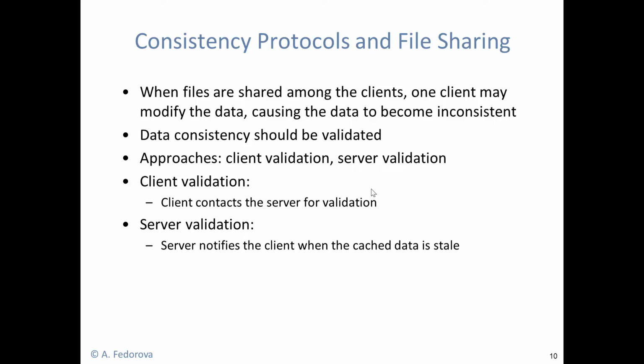So consistency protocols become interesting when files are shared, and as we mentioned before, when files are shared, one client may modify the data, causing the data to become inconsistent. And so the approaches in this case are client validation or server validation. In client validation, the client contacts the server for validation, so it periodically asks the server whether the data has been changed. And server validation is when the server notifies the client when the cache data becomes stale.